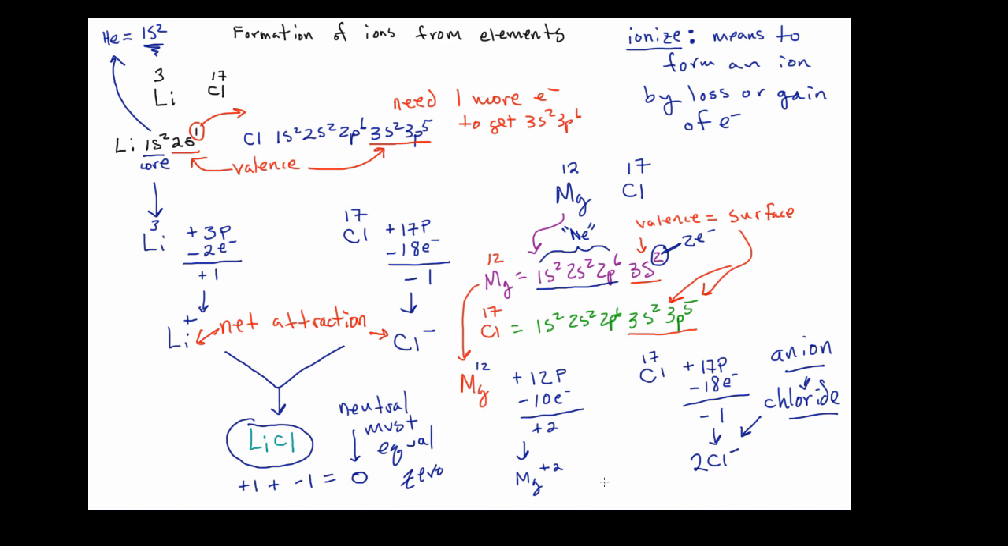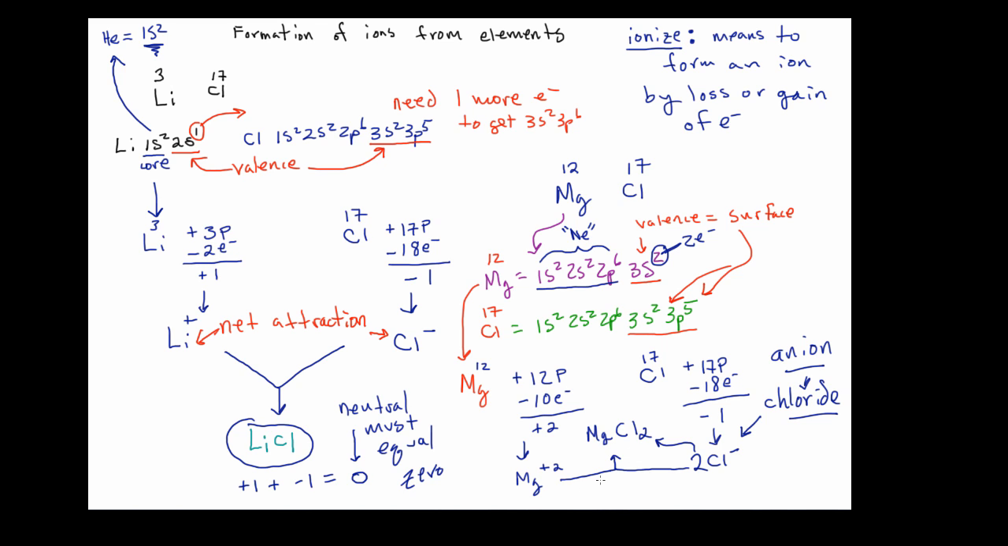All right. So the actual compound that results is going to be MgCl2 like this, where the 2 becomes a subscript within the chemical formula indicating that there are two chlorides combined with one magnesium ion. All right.